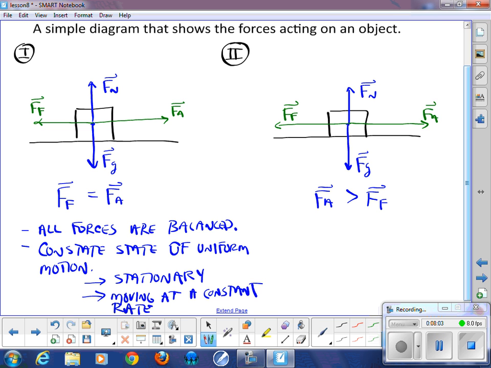So if forces are balanced, it's in a state of uniform motion, so that means it could be stationary, or it could be you're in the car, you put cruise control on, so you're not accelerating, but you're not slowing down. Whereas in the other one, we have unbalanced forces. And because FA is greater, we have acceleration to the right in this particular drawing.